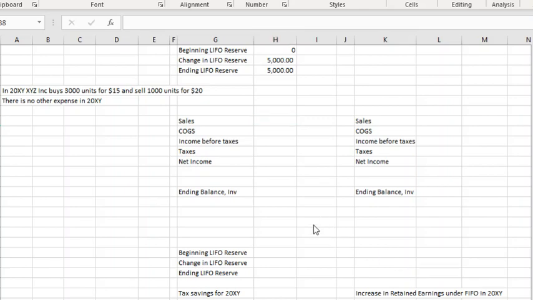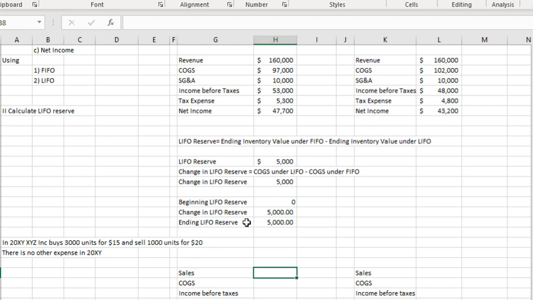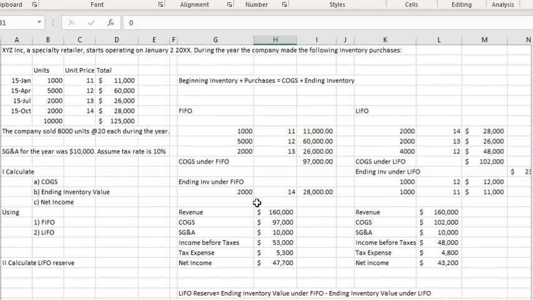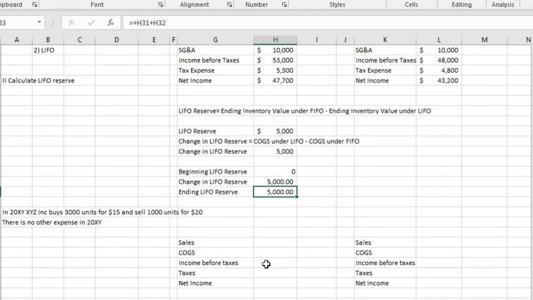Hi everyone, in this video we are going to continue analyzing the concept of LIFO reserve and the impact of the changes of LIFO reserve on tax savings and retained earnings. As you may remember from our previous videos, the LIFO reserve beginning was 0 because the company we are analyzing just began operations in year 20XX. So change in LIFO reserve was 5,000, ending LIFO reserve was also 5,000.